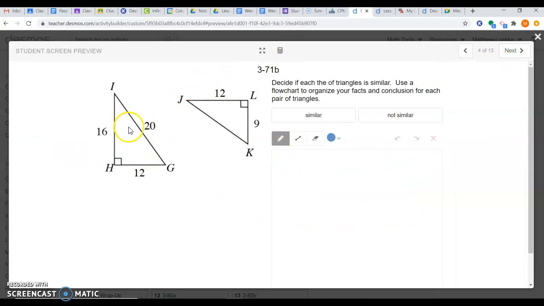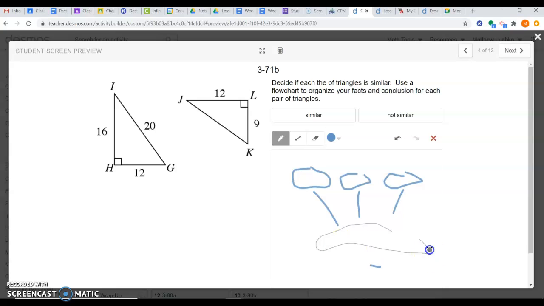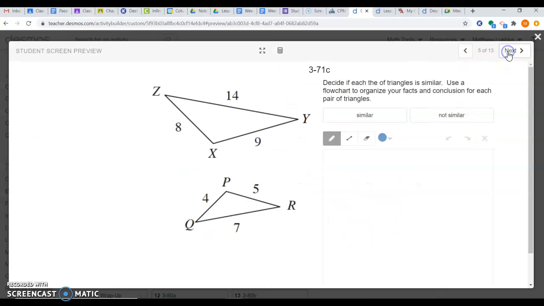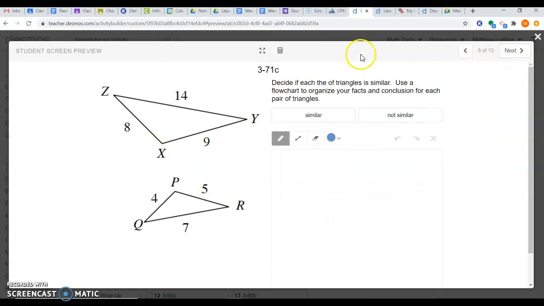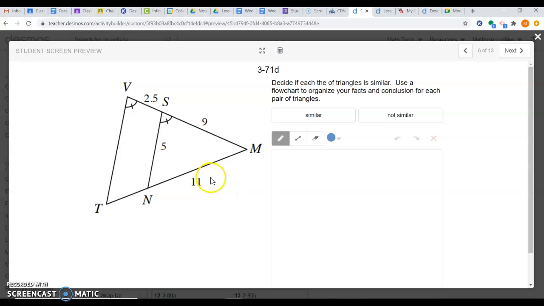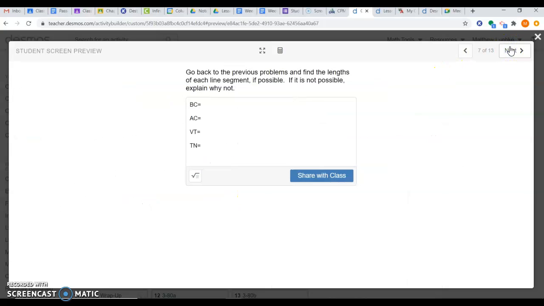We have another one here. We have to say similar or not similar, and same thing. Fact bubbles, either 3 if it's side-angle-side or 2 if it's angle-angle. You draw your lines to a conclusion. In your conclusion bubble, triangle blank blank blank is similar to triangle blank blank blank. And below that conclusion is where you put your reasoning, like angle-angle or side-angle-side. And you can see the next ones are the same way. So a lot of practice there.